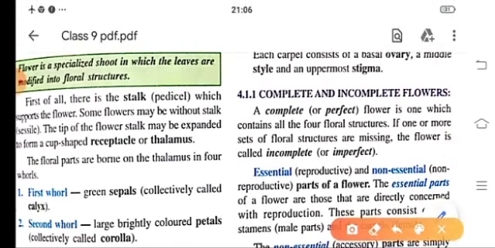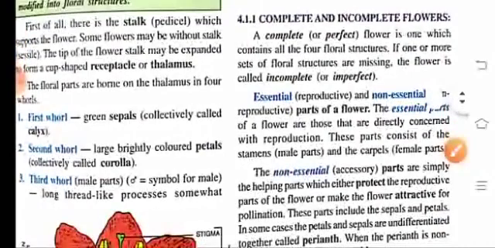Now next is essential or non-essential parts. That means which parts are essential for the reproduction and which parts are non-essential for the reproduction process. So the reproductive parts, that means male and female parts of the plant, they are known as the essential parts, and the non-essential parts of the flower are the calyx and the corolla.